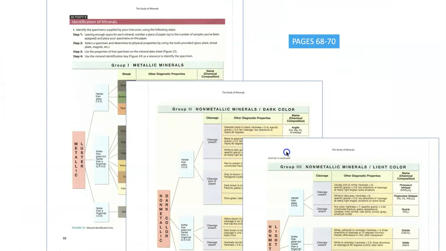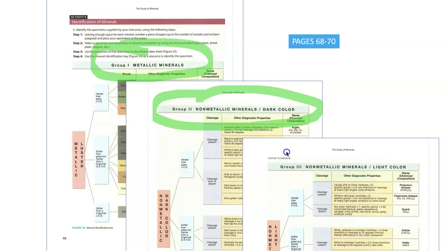So the key here are pages 68 to 70, and you're going to want to have these available during the final exam as well. What you're going to be doing is identifying minerals based on these three charts. The first decision you have to make is, is it a metallic mineral? And we've kind of already done that. And if it's not, is it a dark colored non-metallic mineral or a light colored non-metallic mineral? Depending on which of those three choices you make, you follow the page from left to right to try to determine what the mineral is.